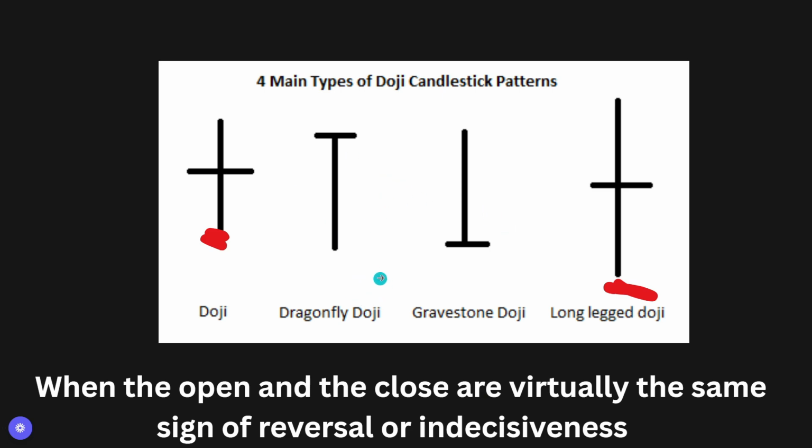Other than that, we have Dragonfly Doji and Gravestone Doji. Like I said, those are pretty much the same thing. All the dojis are pretty much the same thing. A doji is a doji. A Dragonfly Doji will show you that sellers are trying to step in, but buyers pushed it back up, and vice versa with a Gravestone Doji. Buyers are trying to come in, but sellers pushed it back down.